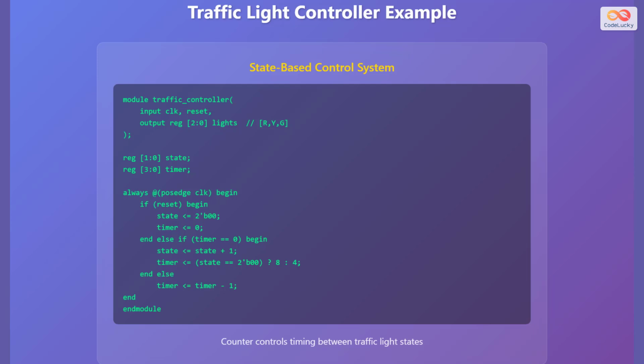duration of each state. On every positive edge of the clock, if reset is asserted, the state and timer are reset to 0. Otherwise, if the timer is 0, the state is incremented and timer is set to 8 if the current state is 0, otherwise timer is set to 4. If the timer is not 0, the timer is decremented. Thus, the counter controls timing between traffic light states.